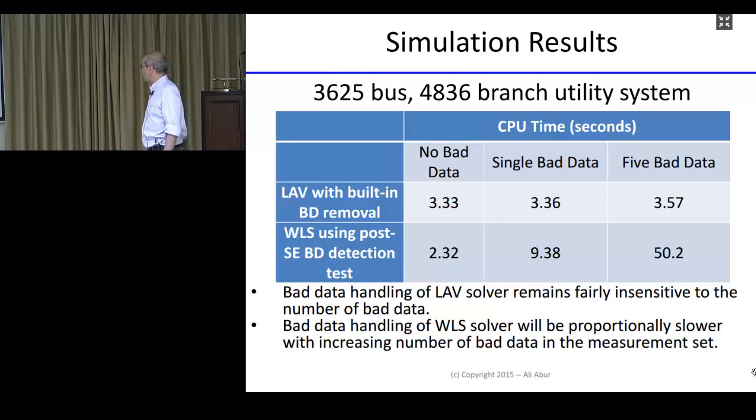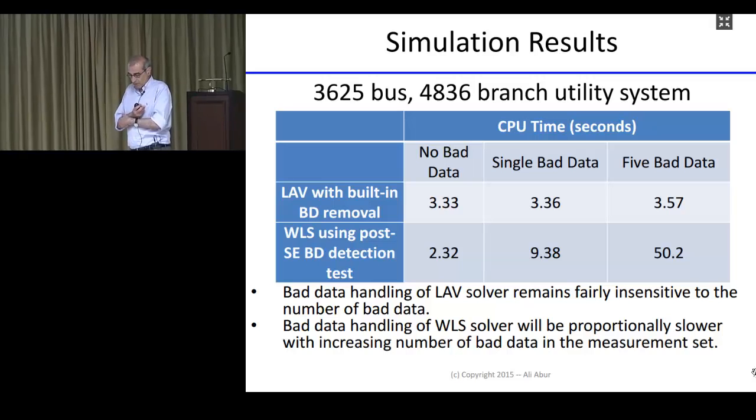Going to a much larger utility system of about 3,600 buses, here we are using LAV versus WLS to compare CPU times. You notice that when there's no bad data, WLS is much faster, at least 1.5 times faster, because L1 goes through the LP solution, which is much more computationally demanding. But when you start introducing bad data, the post-processing takes much longer depending on the number of bad data, and you can see that it increases almost linearly with the number of bad data because it's a cyclic process.